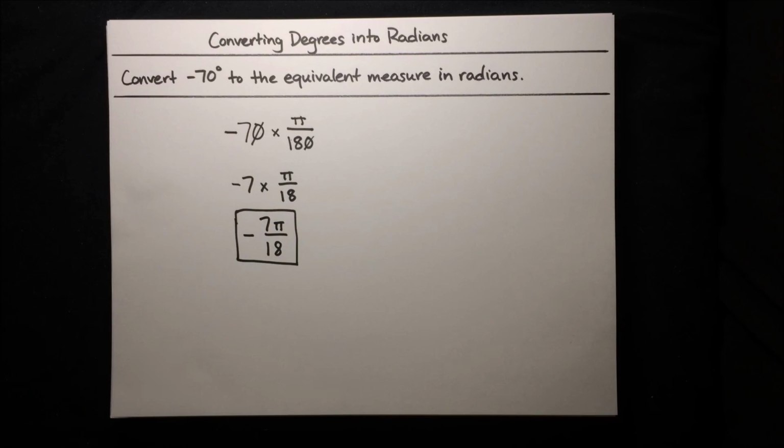Great, so now we know how to convert an angle measure in degrees to its equivalent measure in radians. And in the future, we'll also learn how to perform the opposite conversion, radians to degrees.